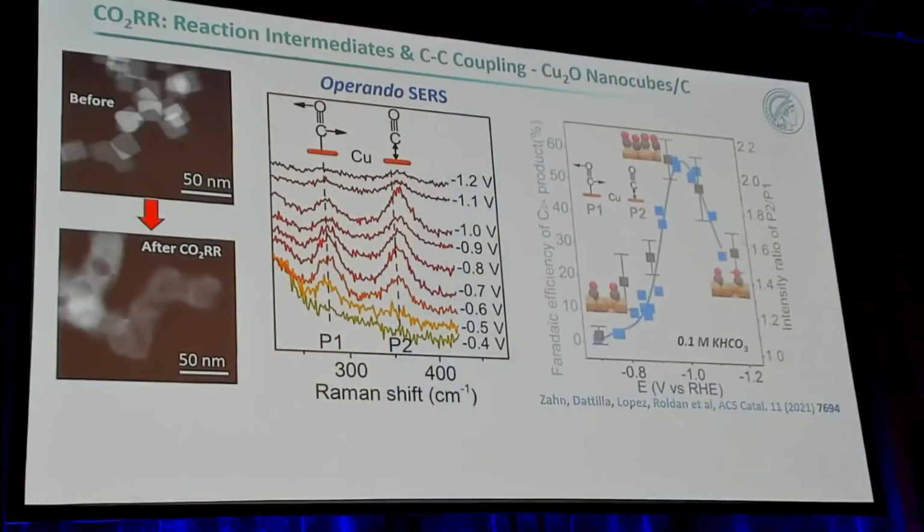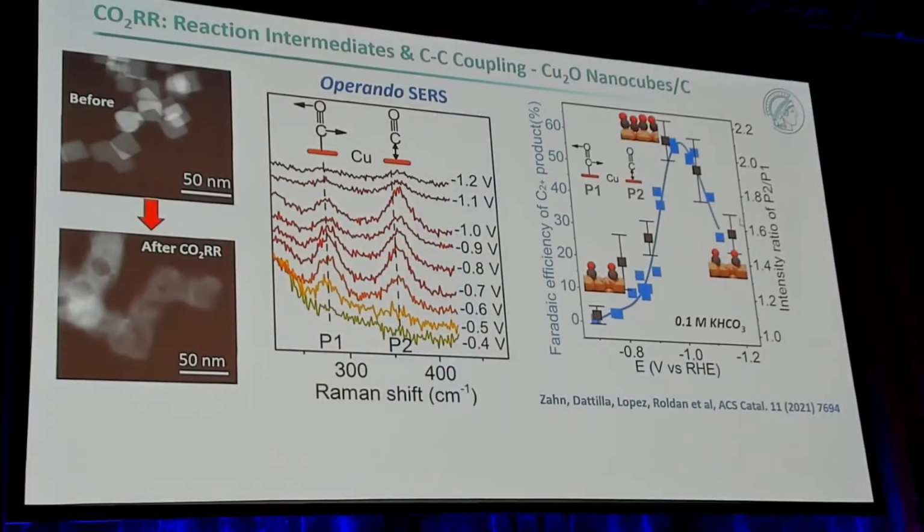So we work with this type of cubic structure, and we look with surface-enhanced Raman spectroscopy at the binding of CO at different applied potentials. We have this CO on copper stretching vibration, and we have this frustrated rotation CO on copper bond. And you can see that the ratio of these two peaks in the Raman data changes as the applied potential changes. And at these high applied potentials is where I was making the hydrocarbons, or ethanol and ethylene.